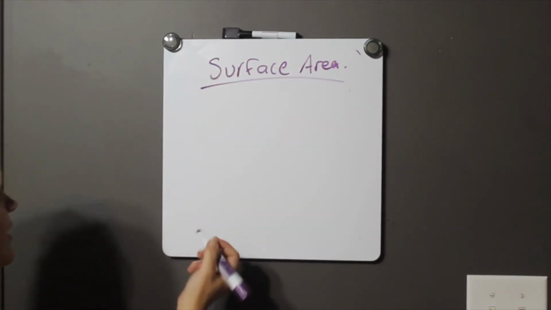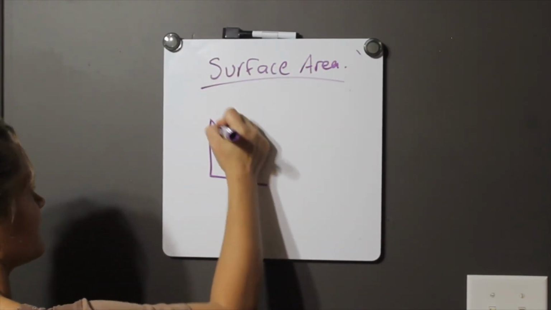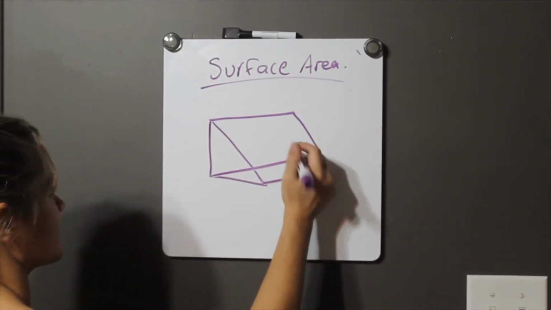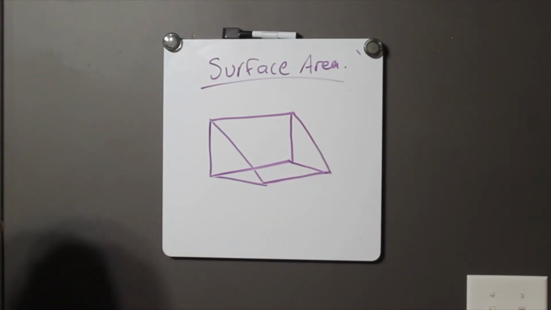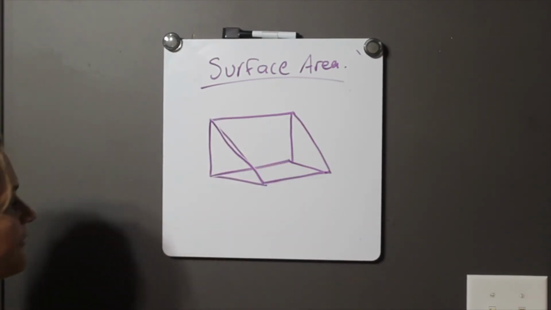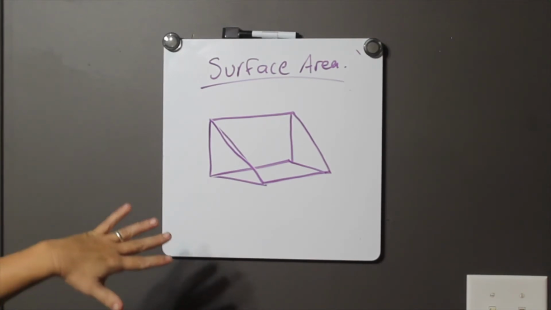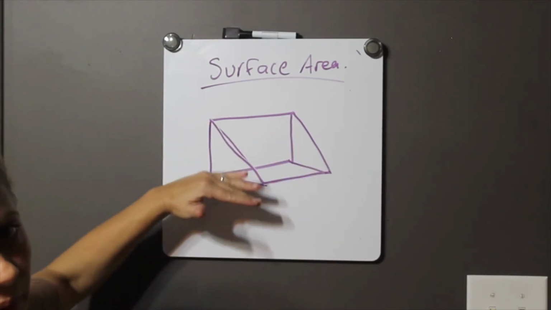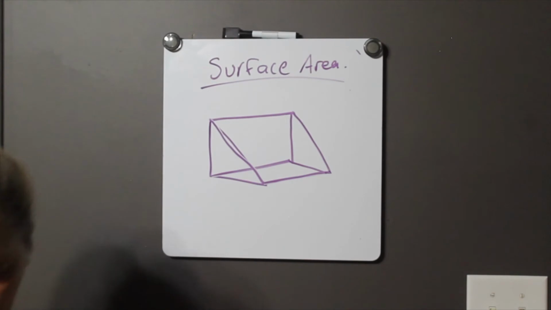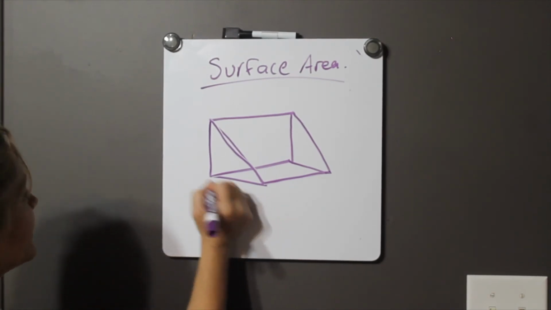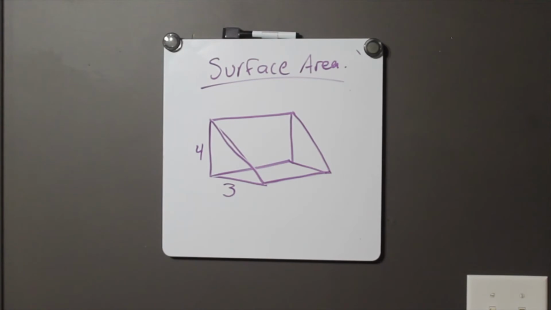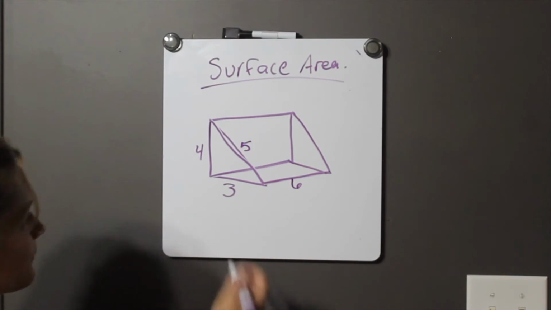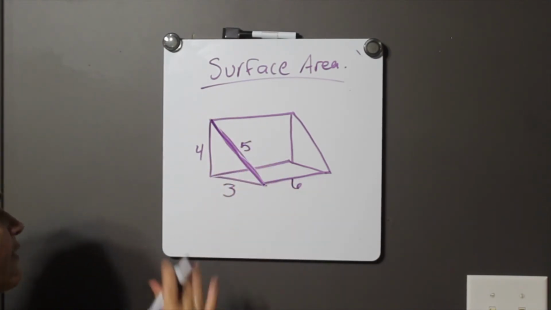Alright, surface area. So they're giving us a figure that looks like this. So it's a three-dimensional figure. And surface area is the area of each surface. So how much wood would I need to cover every single side of this if I was building a plywood box? So it gives us some measurements. We've got 3, 4, 5 right here, and 6 right there. Okay, so this one's 5.